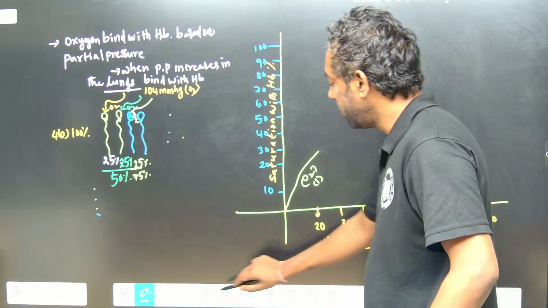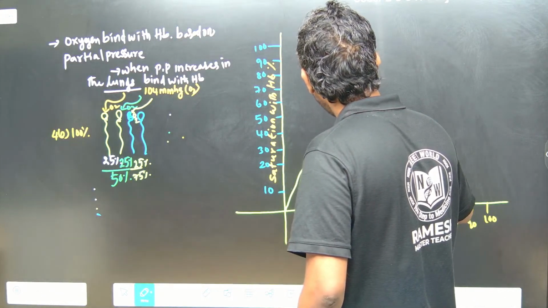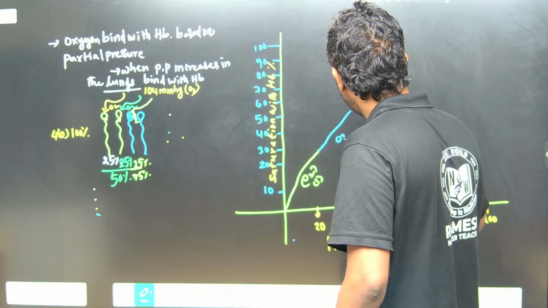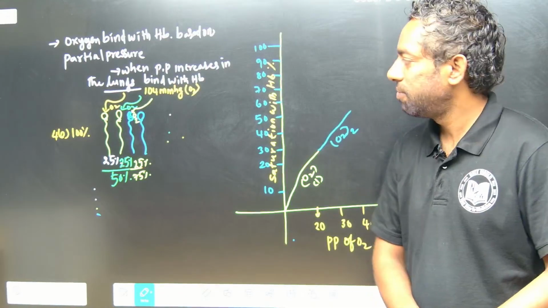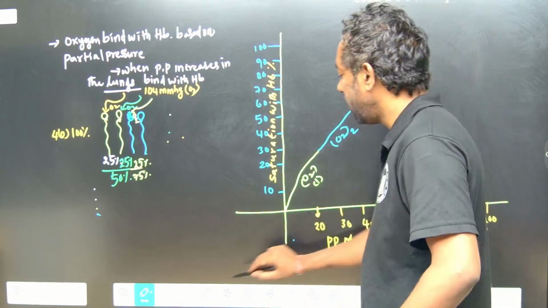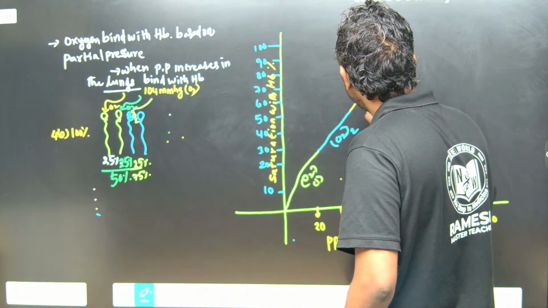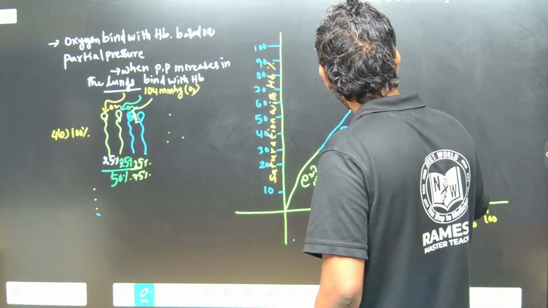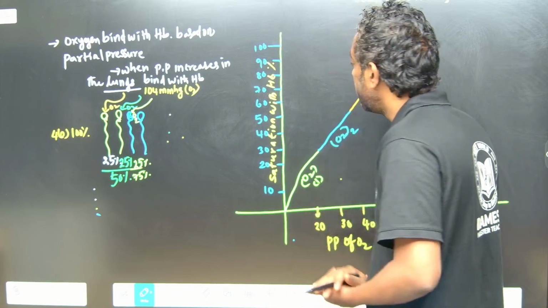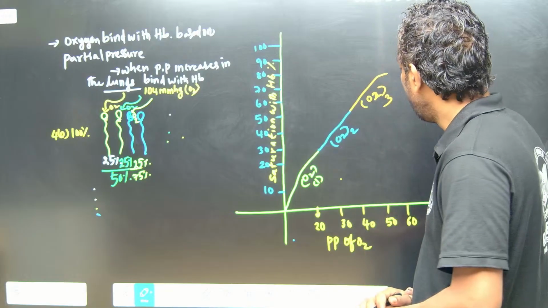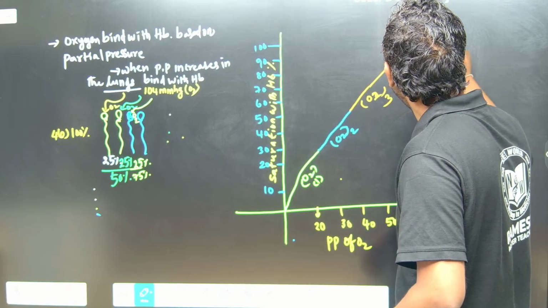The second oxygen binds, which is 50%. And the third oxygen, if it binds, is 70%, 75% saturated. Then the fourth oxygen binds.